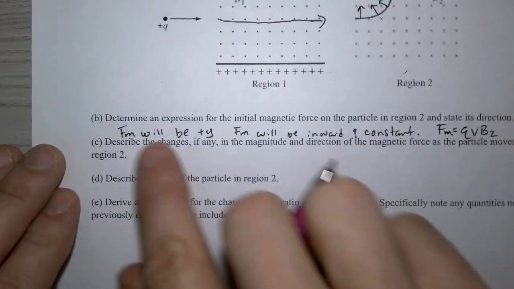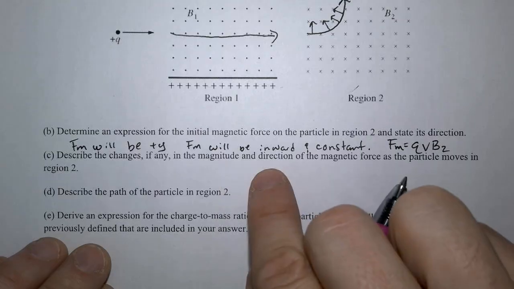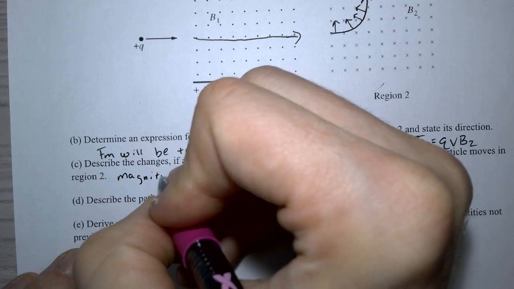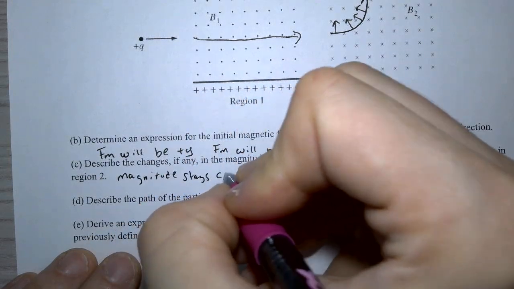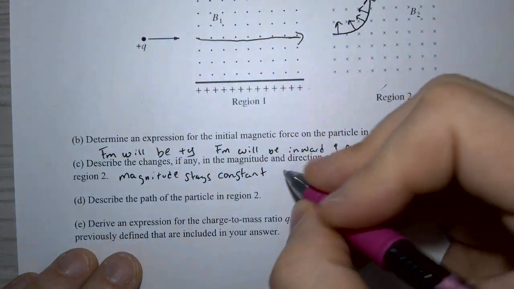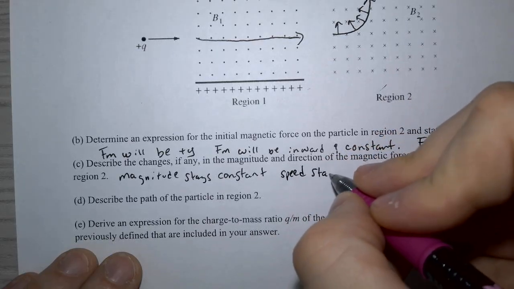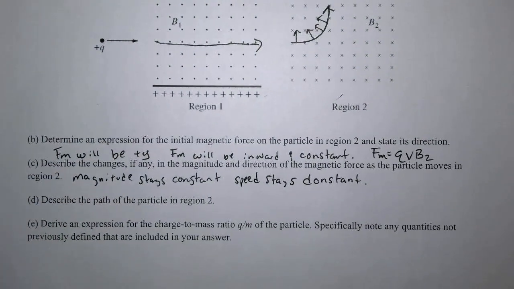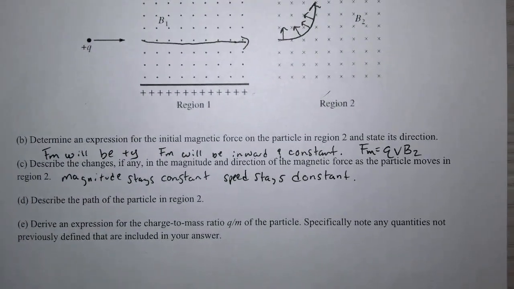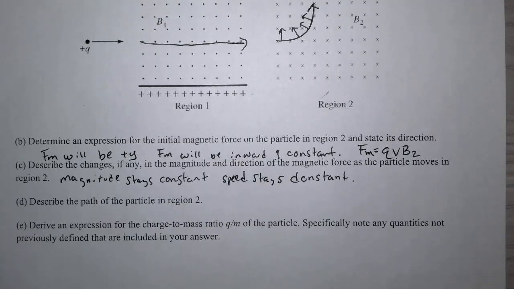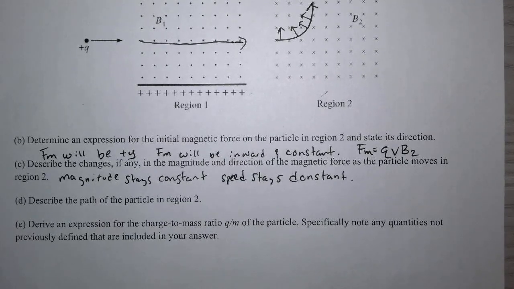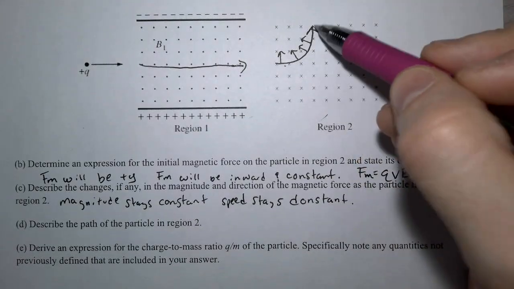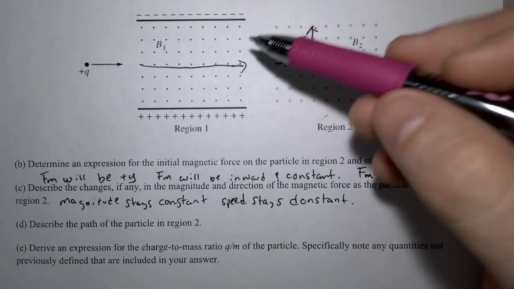Describe the changes, if any, the magnitude and direction of the magnetic force as the particle moves in region 2. Well, the magnitude is going to stay the same, mostly because the speed stays constant. The velocity changes direction, but it is a constant speed. So a lot of people say the velocity stays constant, but that's technically improper. As it moves through region 2, the direction of the magnetic force will always be inward, and it will start going up, and it will end when it leaves the field probably going to the left. So it's always going to be inward.